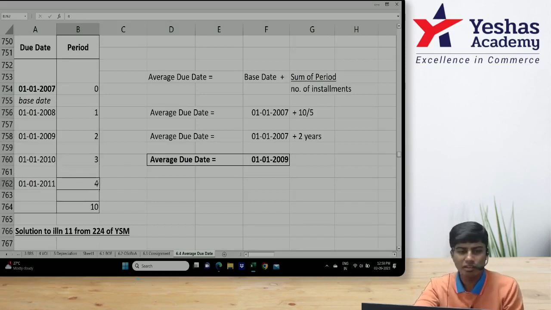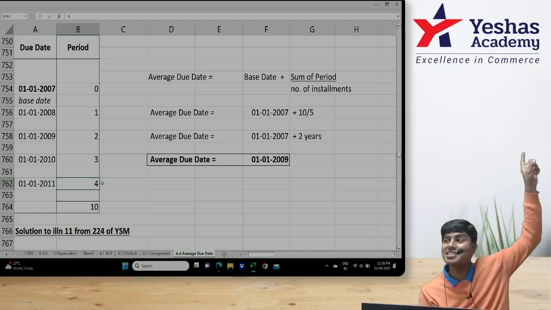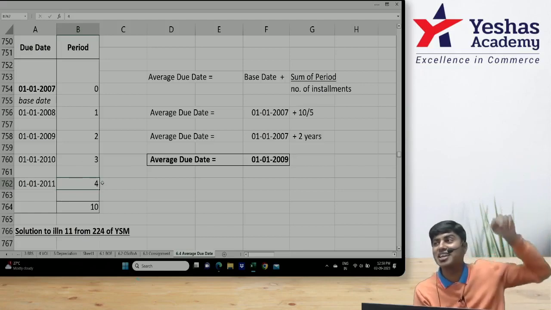12. 5 plus 4 plus 3 plus 2 is 15. Correct or not? Divided by 5, 5 installments, no? Sorry, it's changing. You will add it to the base date. Base date is 1st of January 2006.